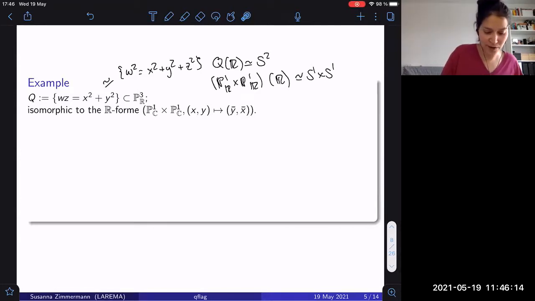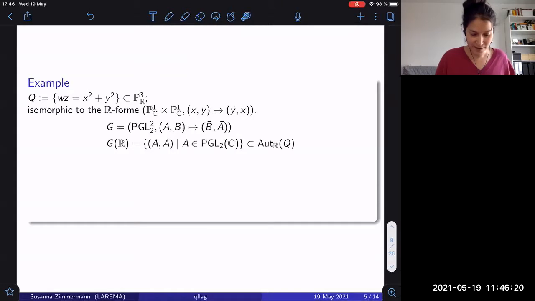I look at the part of the automorphism group of Q, and I conjugate it onto P2. So I look at now PGL2 cross PGL2, and I lift this involution onto this product. So I put an R form on it. I'm sending (A, B) onto (B bar, A bar). And then the real points are just going to be this diagonal (A, A bar). And that's a subgroup of the automorphism group of Q.